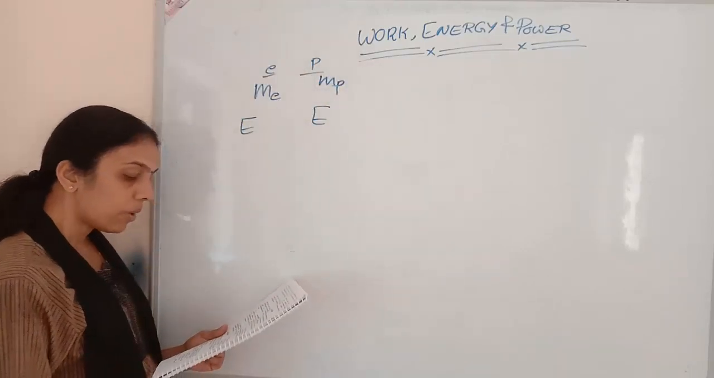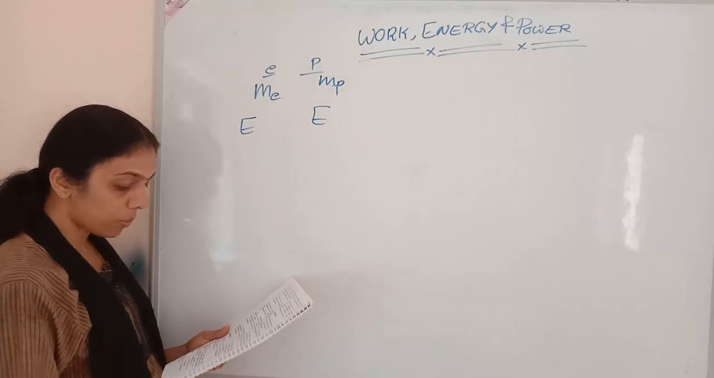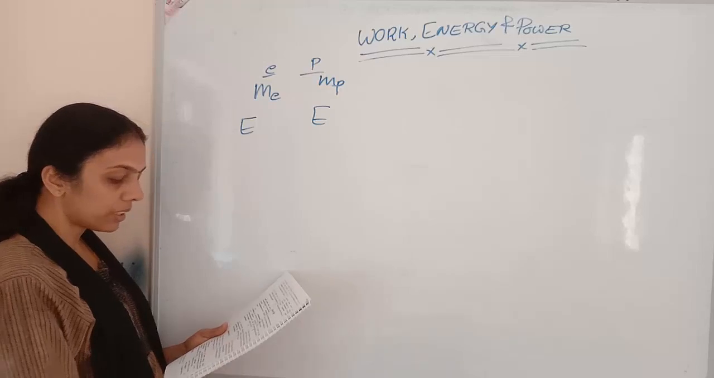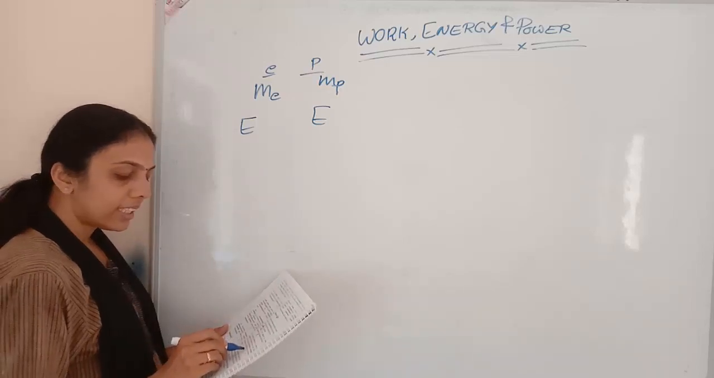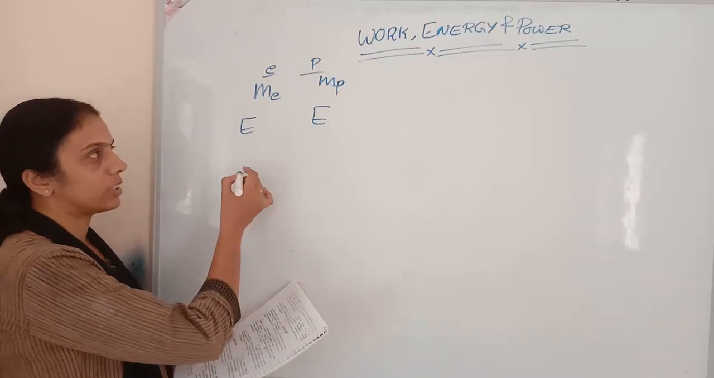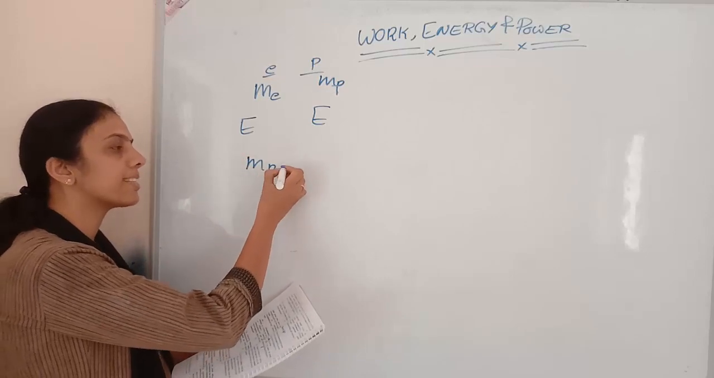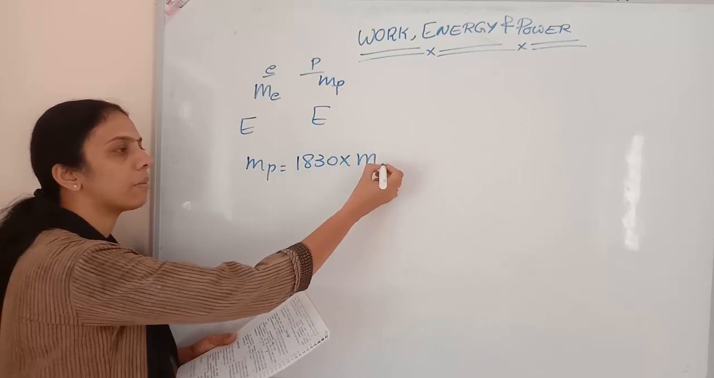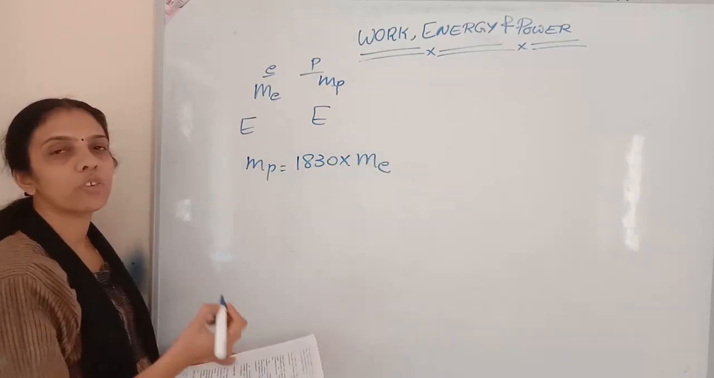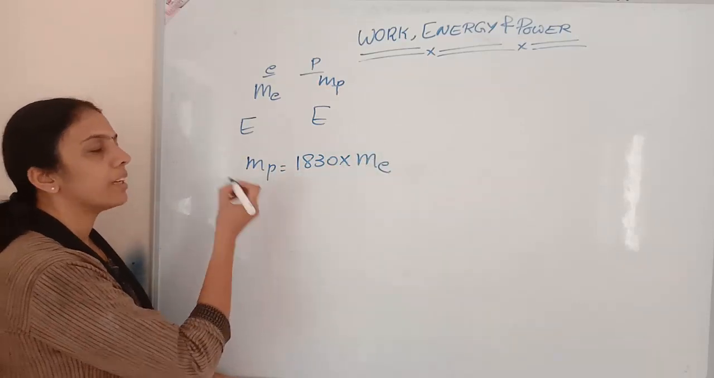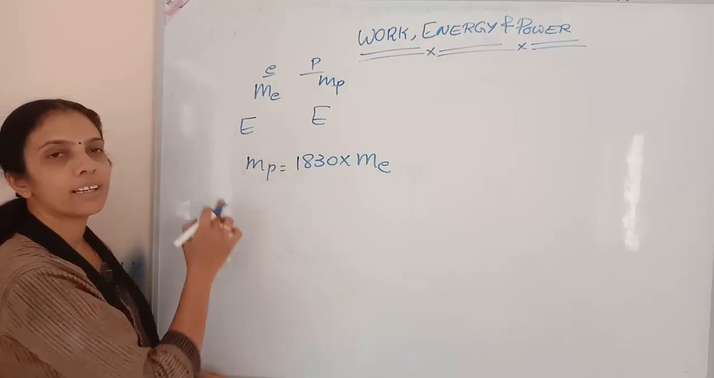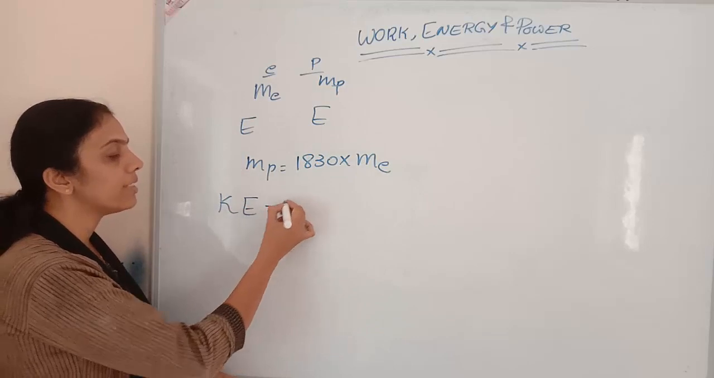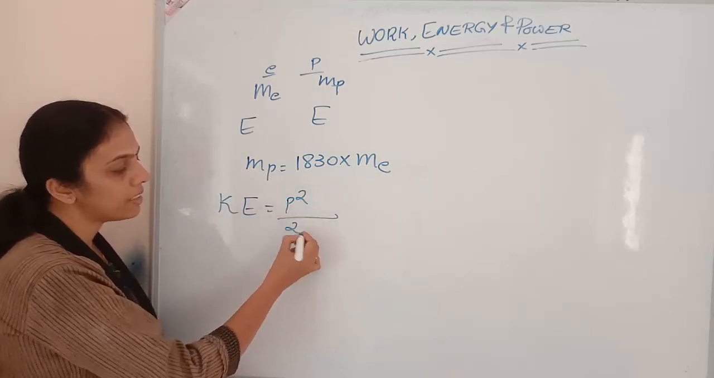Now, what will be the ratio of their linear momenta if the proton is 1830 times heavier than the electron? So the mass of the proton is equal to 1830 times the mass of the electron. We need the ratio of their linear momenta. So, linking linear momentum, energy and mass, what is the equation? Kinetic energy equals P square divided by 2m.